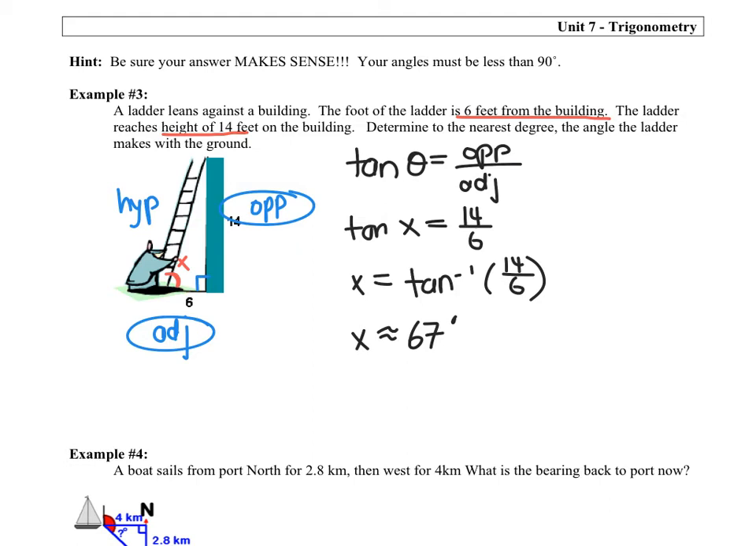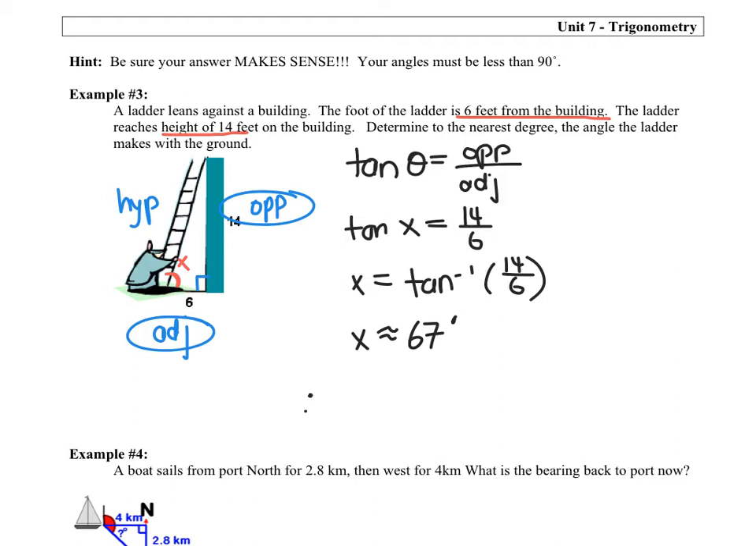Now remember in the last example, I said that sine and cos can't have a fraction that is greater than 1. For tan, it's perfectly fine. Like 14 over 16, that's 2.3 repeated. And it's okay to take the tan inverse of that. But if you were to try to take the sine or cos inverse of 14 over 16, you're going to get an error. So just keep that in mind.